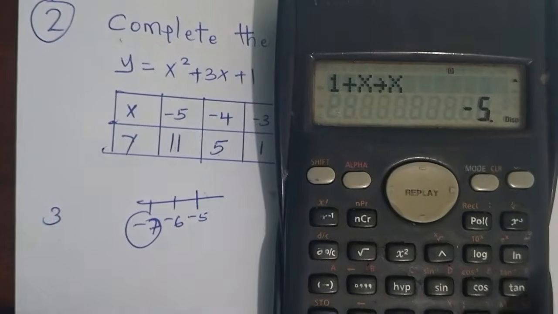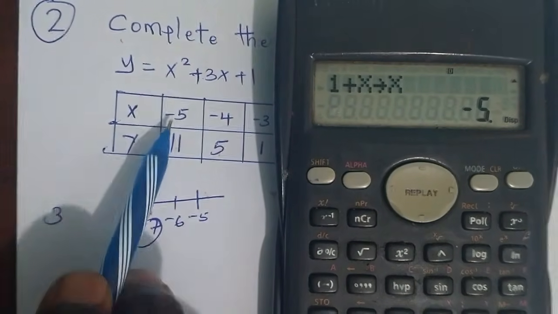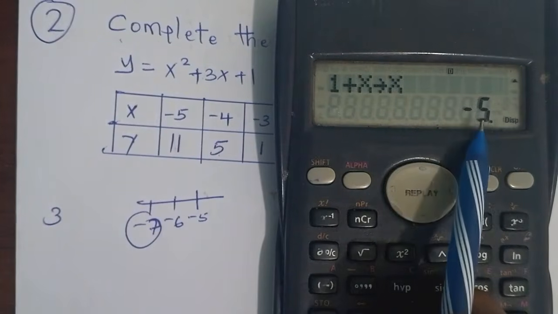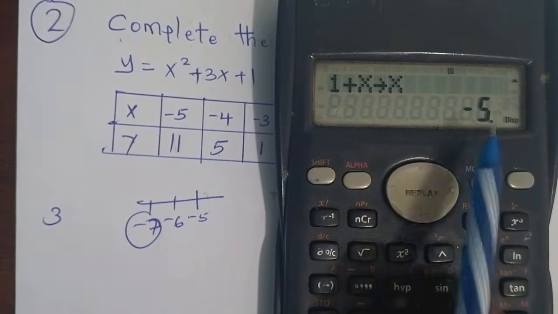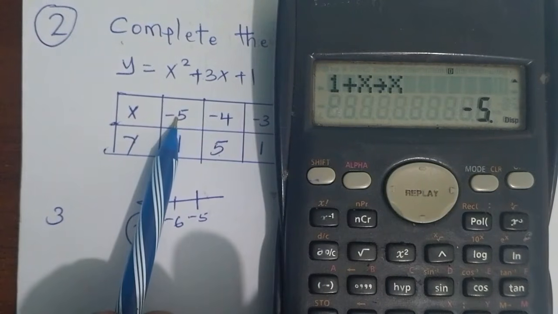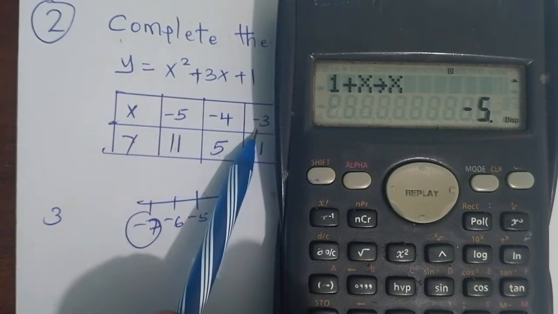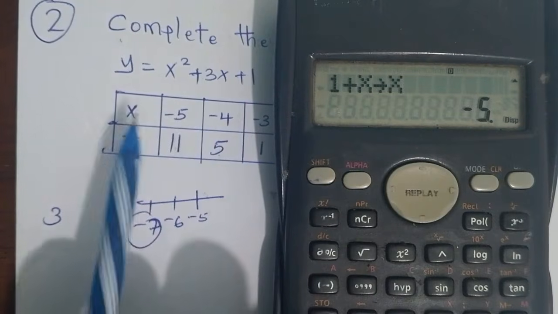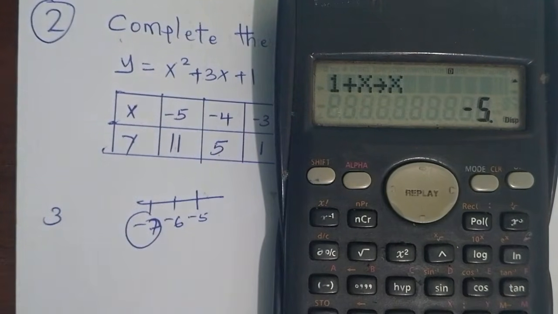So you see, it starts at negative 5. It displays negative 5. So if you started with negative 5, it will display negative 3. It will start at negative 3. So you need to go backwards 2 steps. So after that, now press equal.